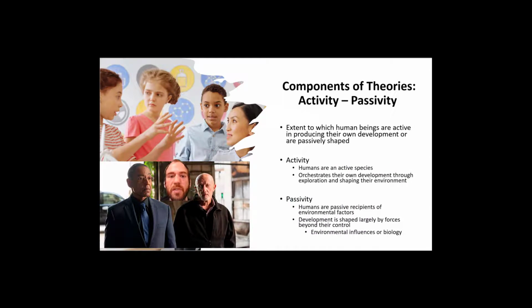All right, let's jump into something new here. Components of theories, activity versus passivity. The extent to which human beings are active in producing their own development or are passively shaped. Activity, humans are an active species, orchestrates their own development through exploration and shaping their environment. Passivity, humans are passive recipients of environmental factors. Development is shaped largely by forces beyond their control.